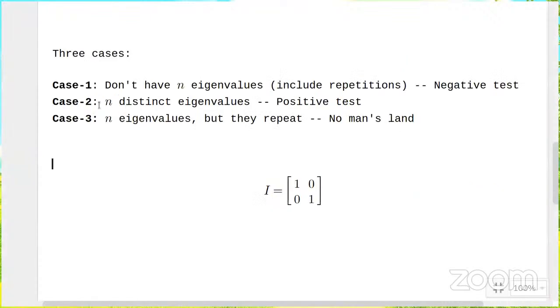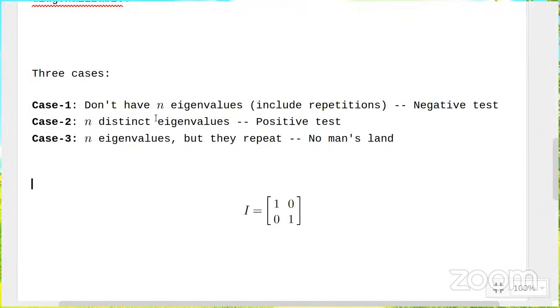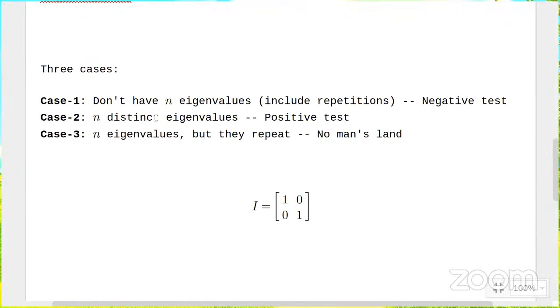In case 2, you can find them, because if you have n distinct eigenvalues, then I have this property which says that eigenvectors corresponding to distinct eigenvalues are linearly independent. So I'll always be able to find n linearly independent eigenvectors in the second case. Maybe I didn't understand the question properly. May I answer the question? Understand the question that ma'am is asking.